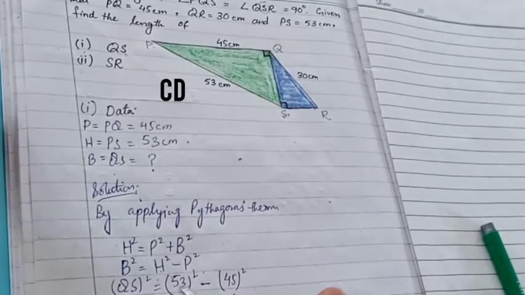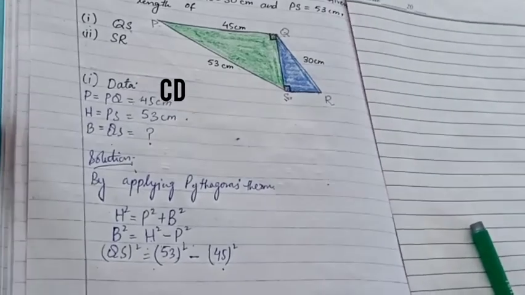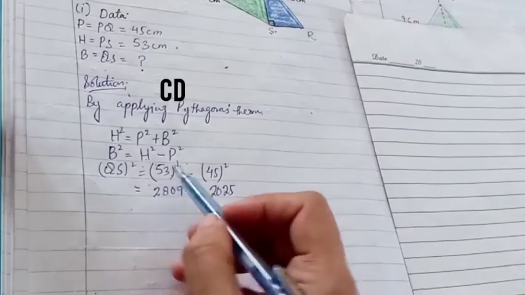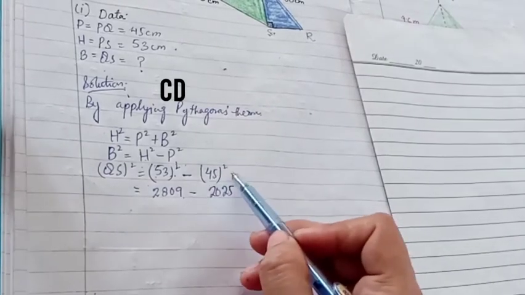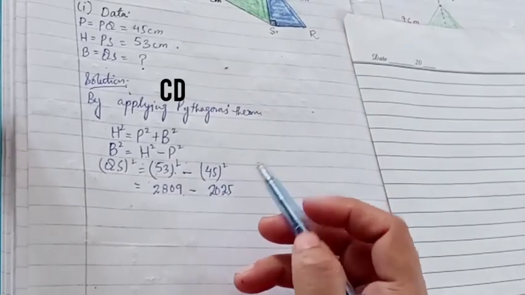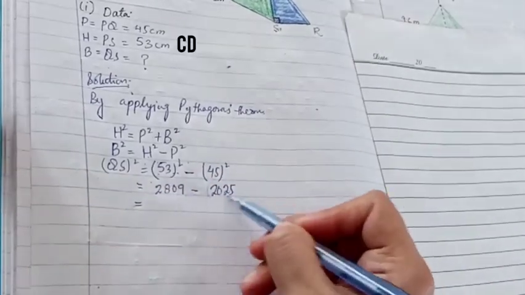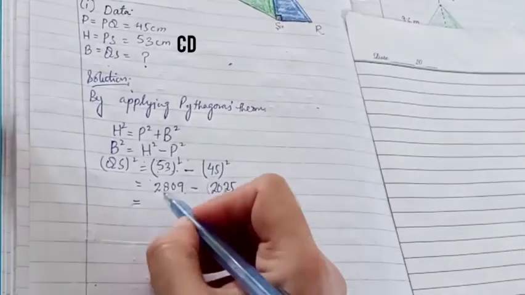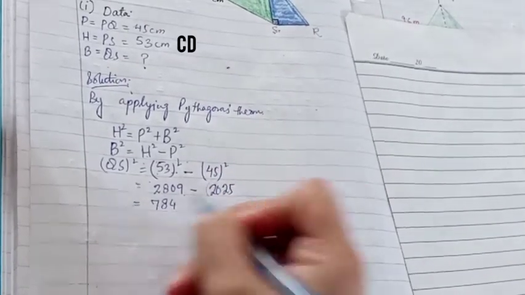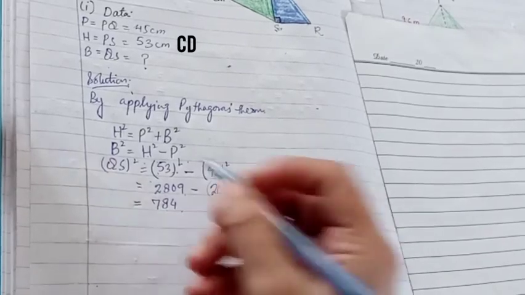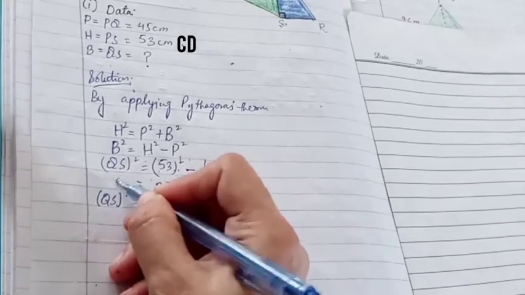So I have to square these values with the help of a calculator. When I square this 53, I got 2809, and when I square this 45, I got 2025. Subtract 2025 from 2809 and I got 784. This is equal to QS square.